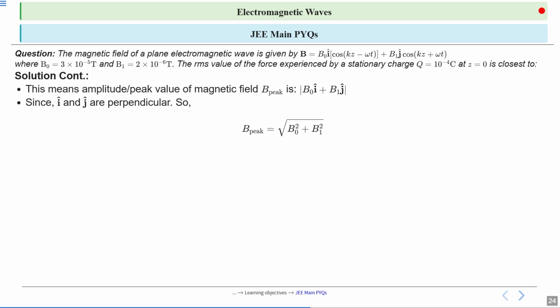Since the angle between B naught and B1 is 90 degrees, cos 90 degree will be 0. Oh sorry, cos 90 degree will be 0. So that term will be eliminated. Only root of B naught square plus B1 square remains as it is. Okay, so put the values of B naught and B1 in the equation.